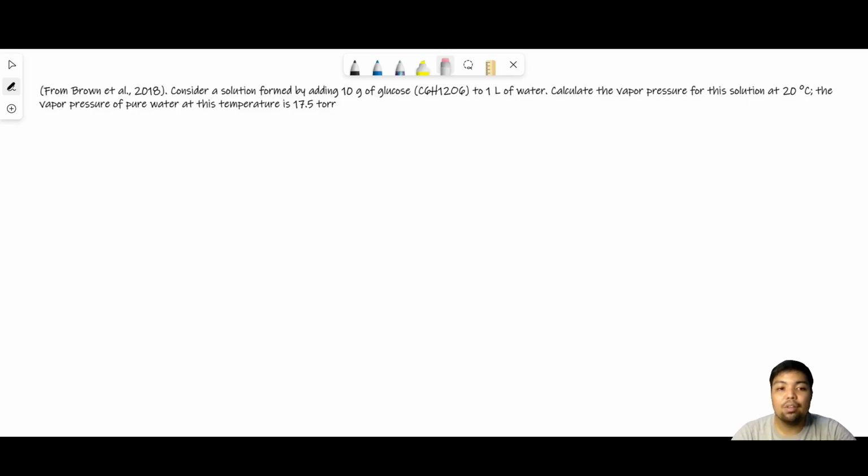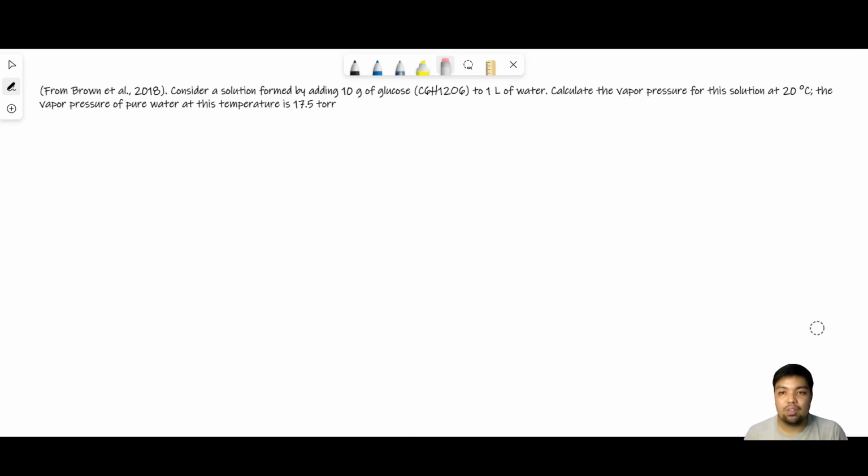So let's have this sample problem here. Consider a solution formed by adding 10 grams of glucose to 1 liter of water. Calculate the vapor pressure for this solution at 20 degrees centigrade. The vapor pressure of pure water at this temperature is 17.5 torr.